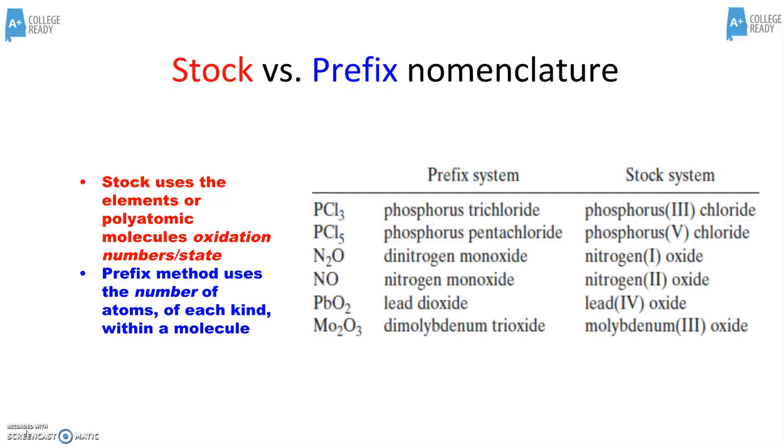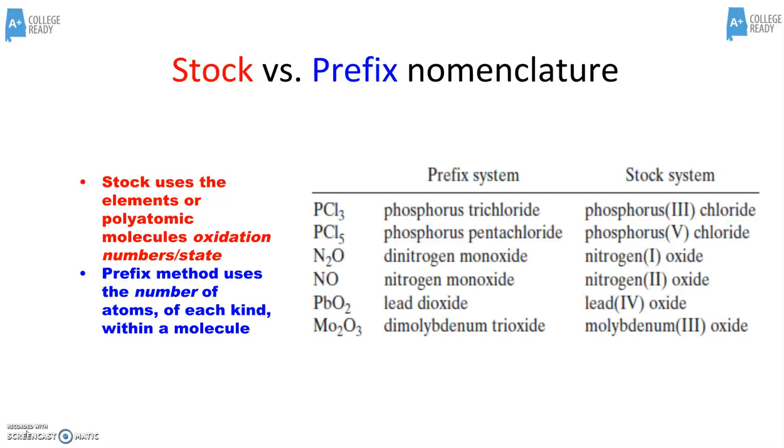So if you notice phosphorus, Roman numeral 3, chloride. That Roman numeral 3 comes from the oxidation state of the phosphorus. The next example, phosphorus, Roman numeral 5, chloride. Again, we're only looking at the oxidation state of the first element of the compound, in this case, our molecules.